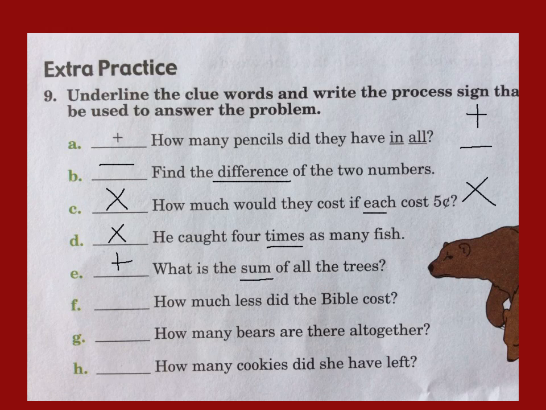F, how much less did the Bible cost? Less is going to be a subtraction problem. G says how many bears are there all together? When you see the word all together, it's an addition problem. And H, how many cookies did she have left? Remember, the word left is a subtraction problem.